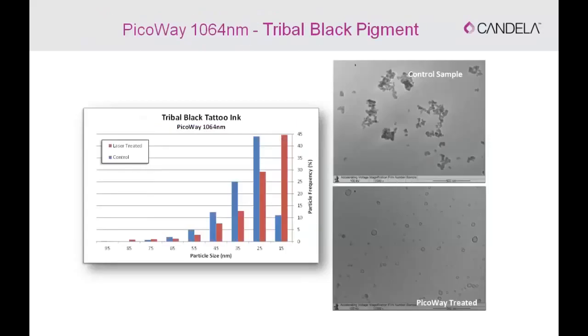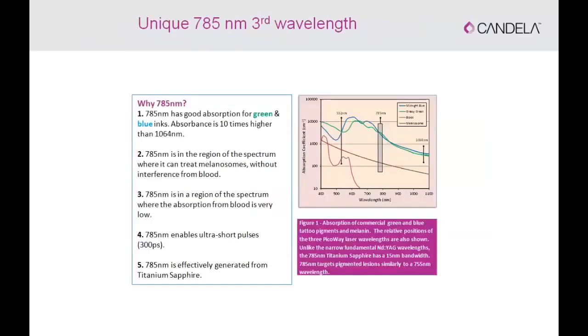If we look at the black ink, and black ink is what we will treat with the 1064 nanometer, again you will see the majority of the particles have been shattered to very small particles. And this shattering to very small particles is predominantly owed to the very short pulse duration of the picosecond laser. So the 532 is what we will use for red tattoos. The 1064 is what we will use for black tattoos.